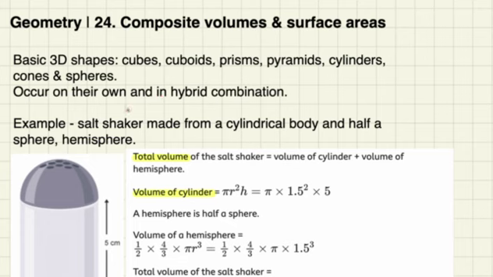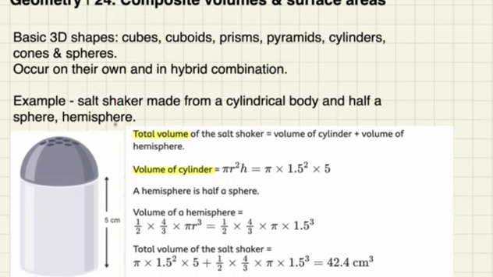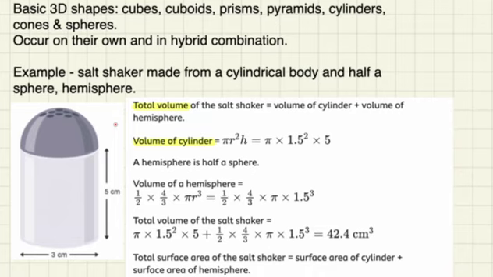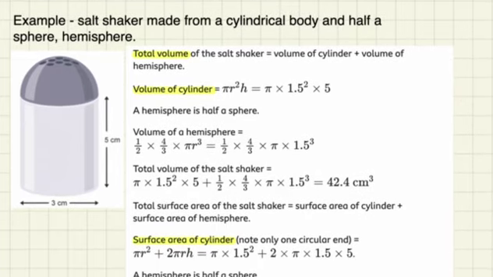So we're going to take as our example a salt shaker. This is what you use at the dinner table or when you're cooking, and it's made up of a cylindrical body, which is this bit here. This is where the salt goes in, and then there's half a sphere, which is this part here. And this has the holes which allow the salt to come out. Half a sphere is known as a hemisphere. So hemi is half. Okay, so keep that in mind.